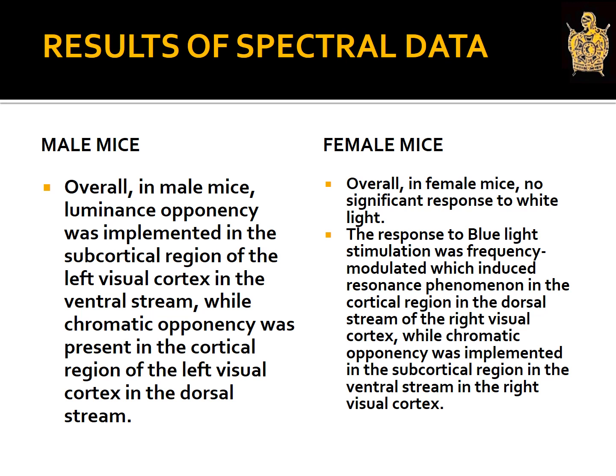In female mice, there was no significant response to white light. The response to blue light stimulation was frequency modulated and induced a resonance phenomenon in the cortical region in the dorsal stream of the right visual cortex, while chromatic opponency was implemented in the subcortical region in the ventral stream in the right visual cortex.